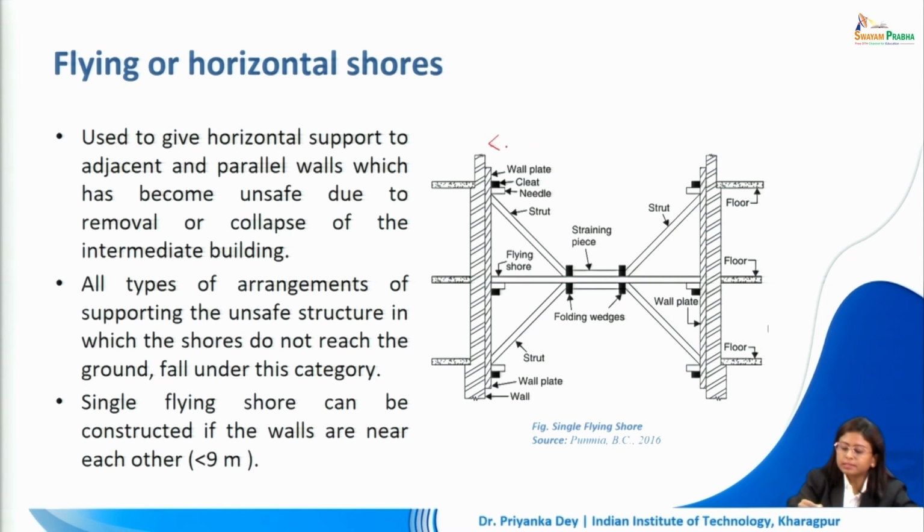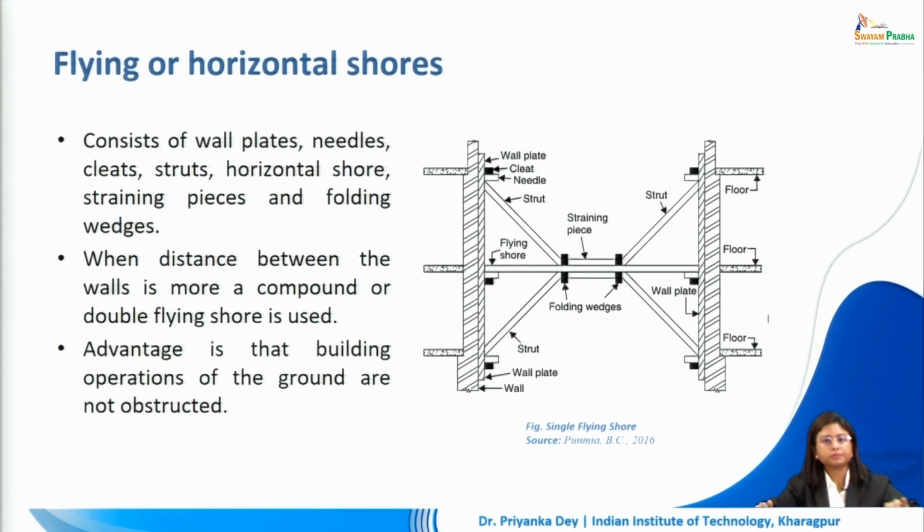If the distance is more than 9 meters, we will go for double flying shore. So this is the distance that we are talking about between the two walls. If this is less than 9 meters, we will go for a single flying shore, that is, only one member is used. In case it is more than 9 meters, we will have two horizontal parallel members. So flying shores have various component parts, including wall plates, needles, cleats, struts, horizontal shore, straining pieces and folding wedges.